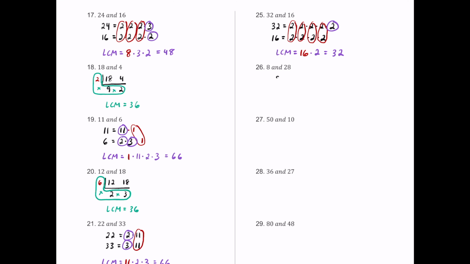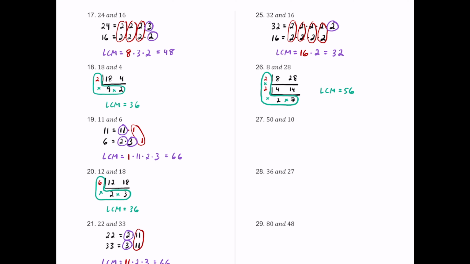For 26, we have 8 and 28. And we're going to use the ladder method here. So the ladder method, what do they have in common? You can use 2 if you'd like to start. 2 times 4 is 8, and 2 times 14 is 28. And then they're both even again, so that means we can take out another 2, which means we really could have taken out 4 from the beginning. We're left with 2 and 7. We'll be stuck there. And if you go ahead and multiply these out, 2 times 2 is 4, times 2 is 8, times 7 is going to be 56. So the LCM here would be 56.